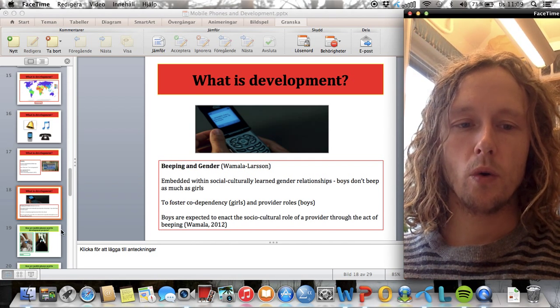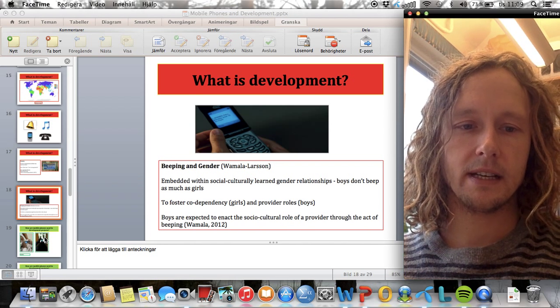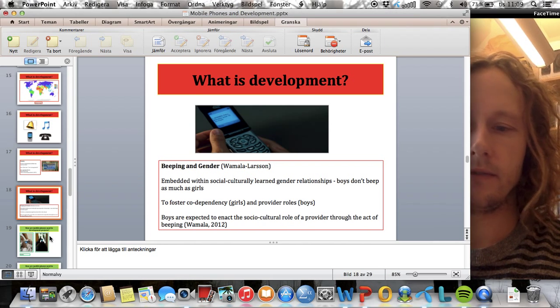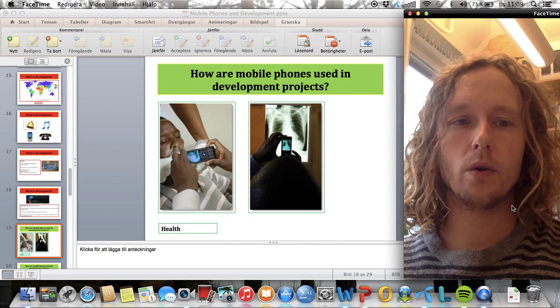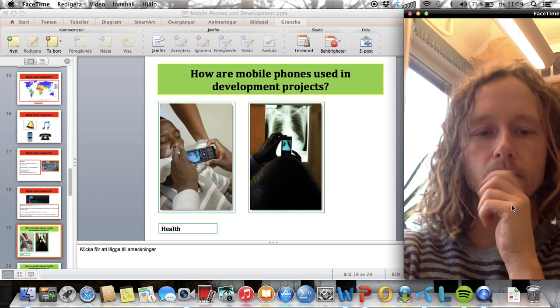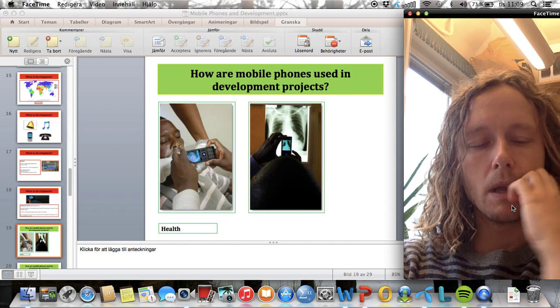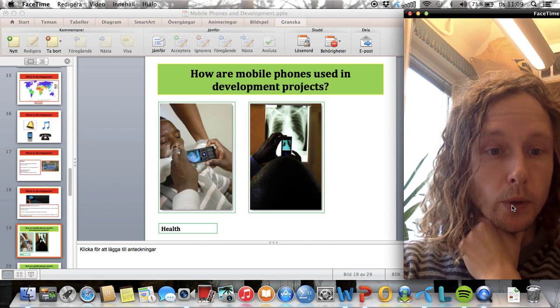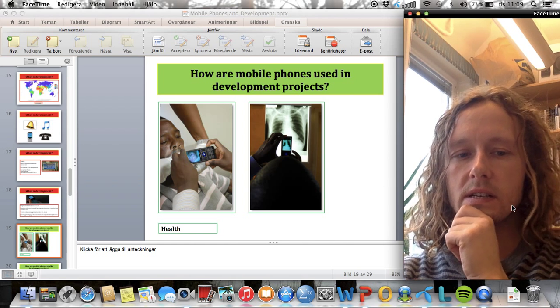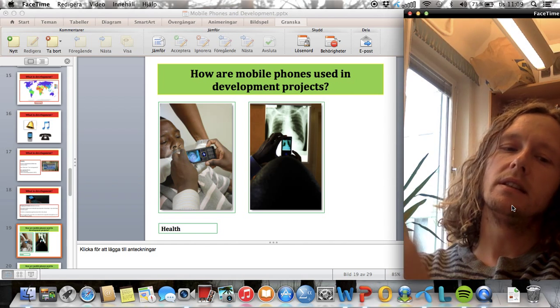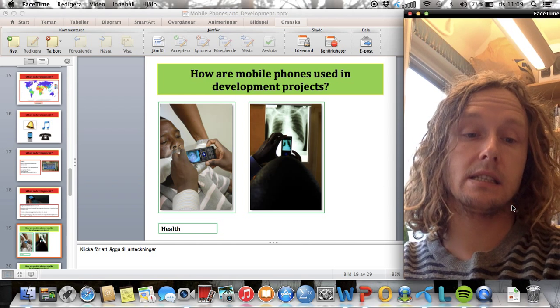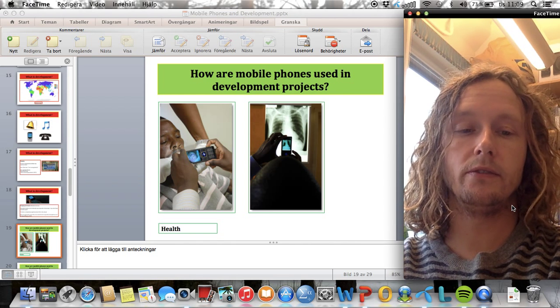Okay, so development, context matters, the importance of phones. Okay, so let us now go and see how these have been looking at the conference contributions here from different M4D conferences. In what areas are then mobile phones discussed as contributing to so-called development?